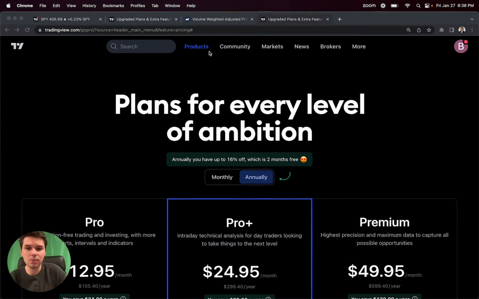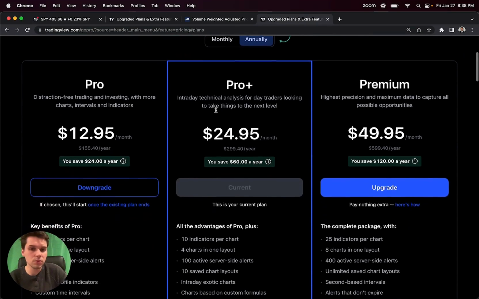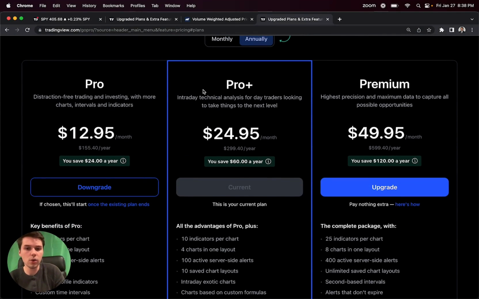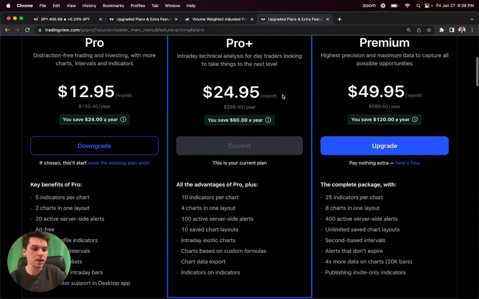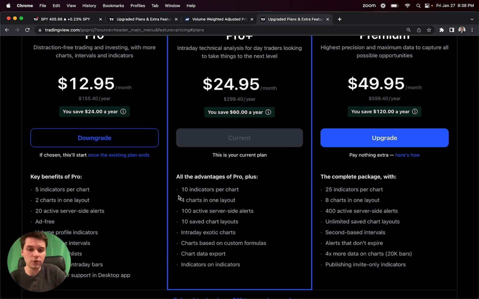I'm on the products tab looking at the prices. There are three different versions you could use: Pro, Pro Plus, or Premium. Each plan offers different things, obviously for a different price. I have the Pro Plus because it's exactly what I need. I never use more than 10 indicators. I never have more than 4 charts in one layout. So that's perfect for me.